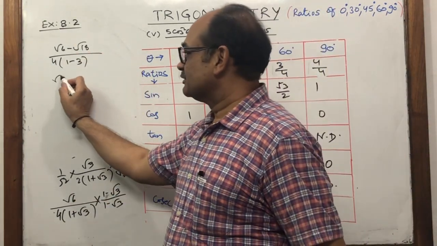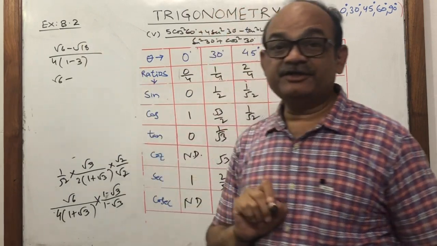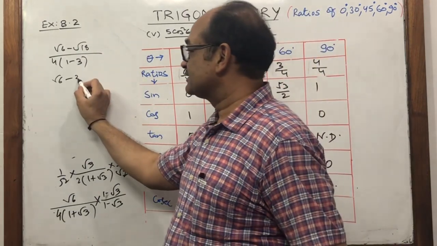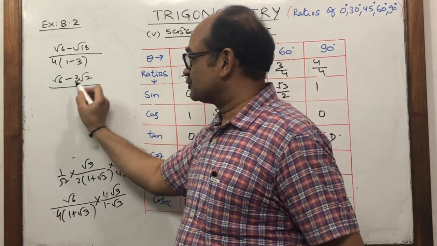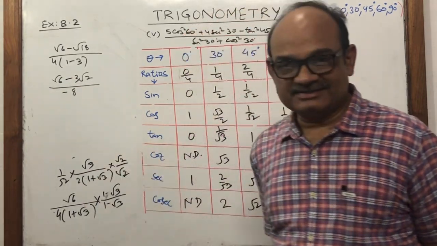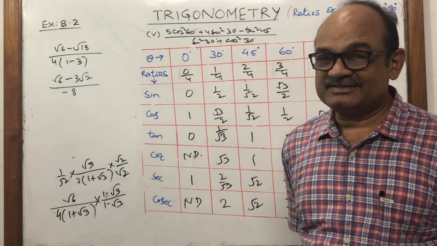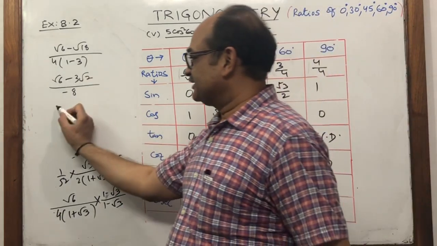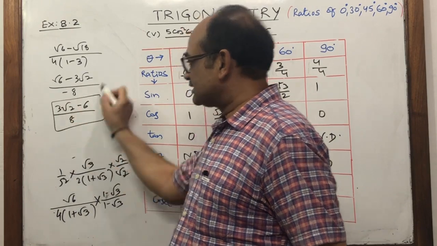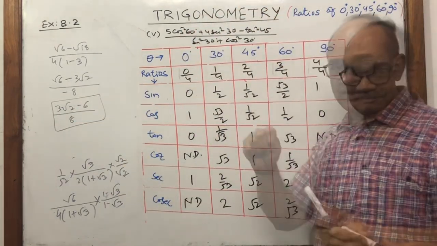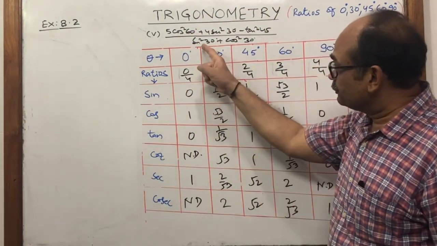So the answer is root 6. This we can write as 9 into 2, and 9 into 2 means 3 root 2, and this is 4 into minus 2, minus 8 is the answer. And if you want to remove this minus sign from the denominator, just exchange: 3 root 2 minus 6 divided by 8. That's why this fifth part is important, all due to the denominator.